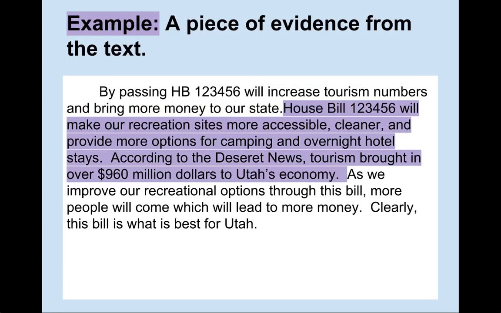The evidence, or the example, is a piece of evidence from the text. This is from the research that I read. House Bill 123456 will make our recreation sites more accessible, cleaner, and provide more options for camping and overnight hotel stays. According to the Deseret News, tourism brought in over $960 million to Utah's economy. That's straight from the research that I read, so I want to plug that in here because it supports my topic sentence that passing this bill will increase tourism numbers. So I plug that in right after my topic sentence.